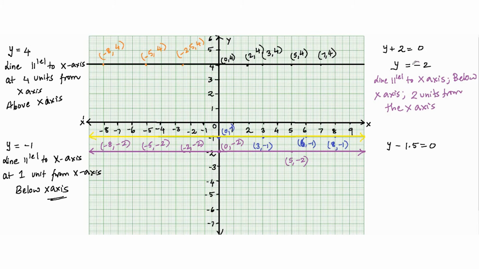So it is below because there's a negative sign, if you check. So y equals -2. Because there's a negative sign, the line is below the x-axis, at a distance of 2 units from the x-axis. That is the value of the constant right over here.